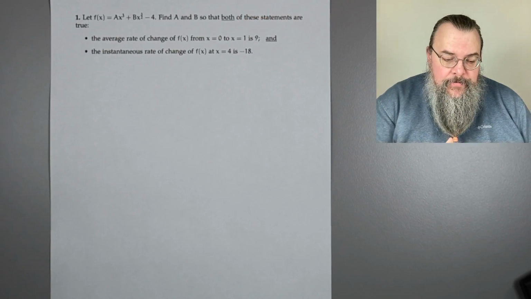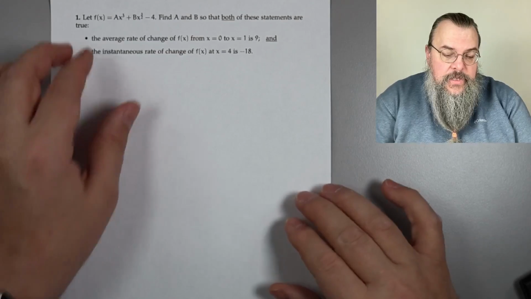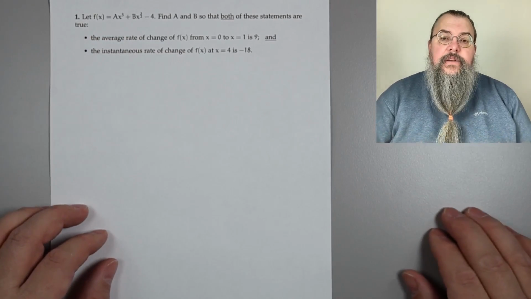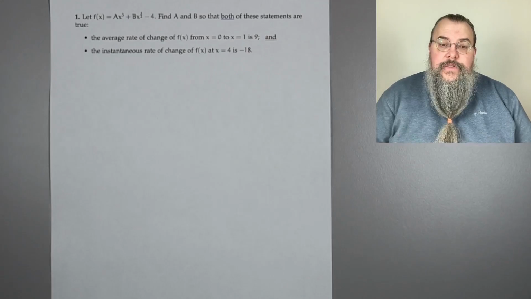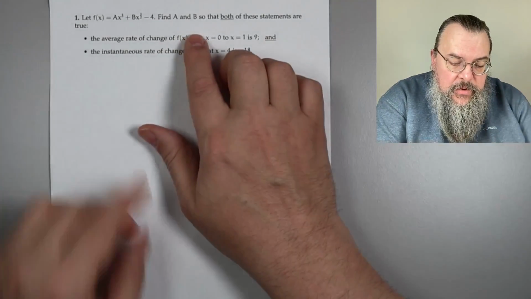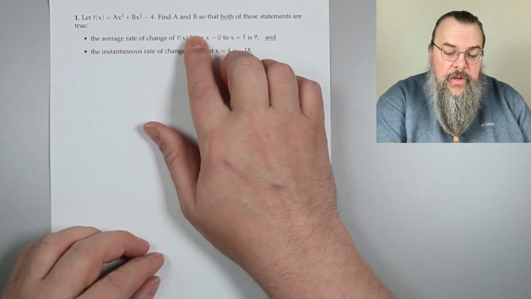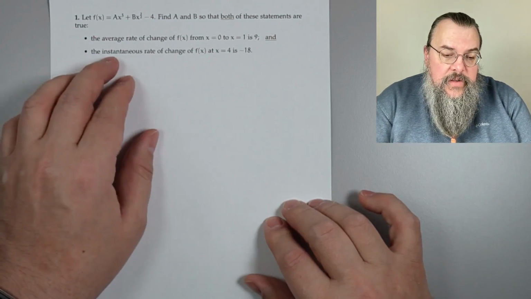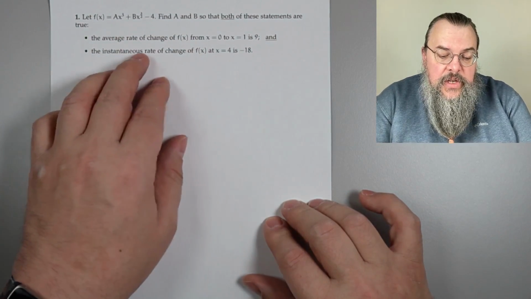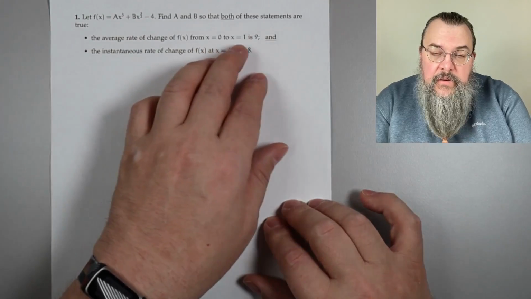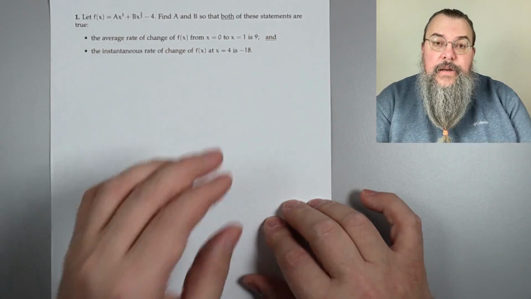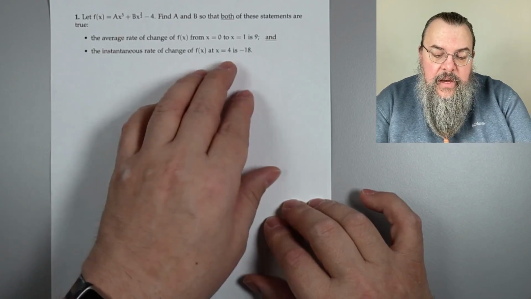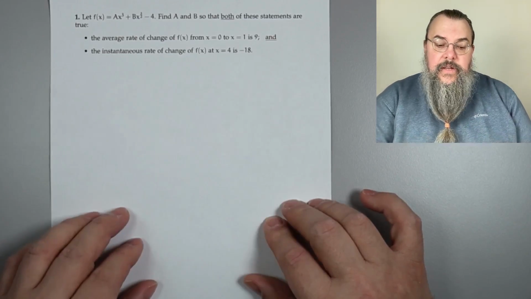Number 1, let f of x be the function ax cubed plus bx to the 3 halves minus 4. And we're asked, find a and b. So there are these two constants. We're going to figure it out so that both of these statements are true. The first thing is that the average rate of change of f of x between 0 and 1 is 9. And the second, the instantaneous rate of change of f of x at 4 is negative 18.